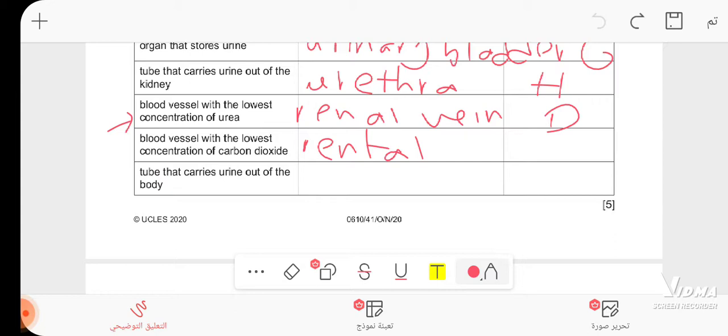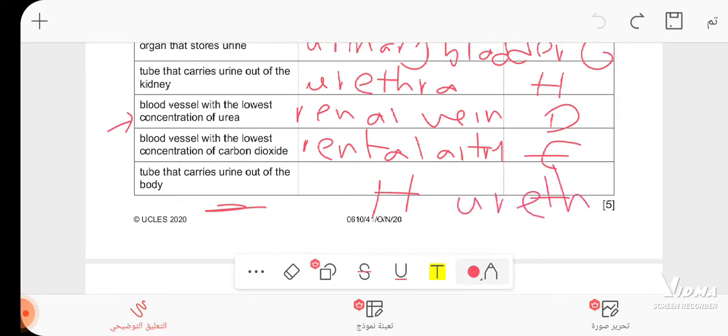So when blood is taken from our small intestine, it will move to the liver, and urea is made in the liver, and from the liver it will move to the heart. It will move to the heart and will be pushed again into arteries to spread out our body. So renal artery, E. Tube that carries urine out of the body, yes, it is H. It is called urethra.